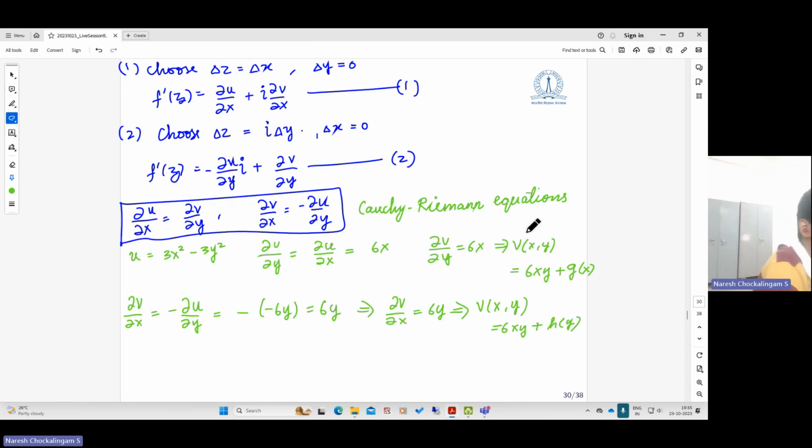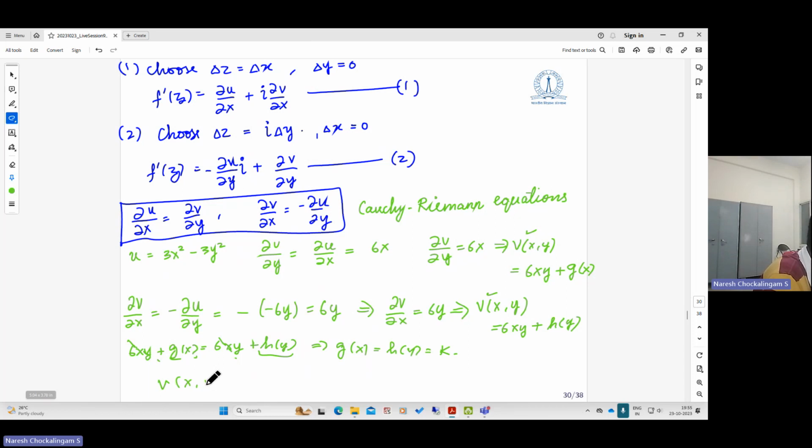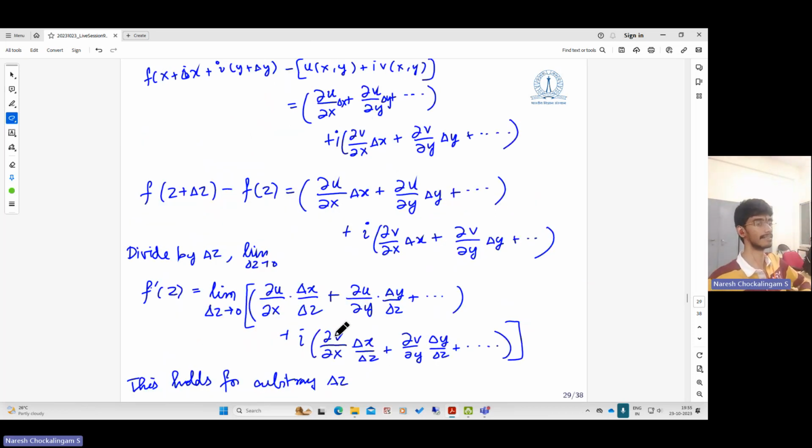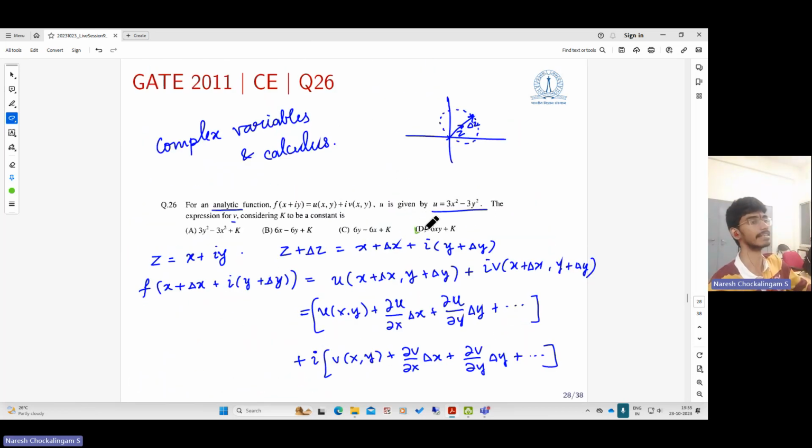Equating these two, note that the left hand side is v of x comma y in both the cases. We get 6xy plus g of x is equal to 6xy plus h of y. These two get cancelled. We get a function only of x to be equal to a function only of y, which means both of them are constants. g of x is equal to h of y is equal to some constant k. Therefore, v of x comma y is nothing but 6xy plus a real constant A. So this is the answer, and the correct answer to this question is option D.